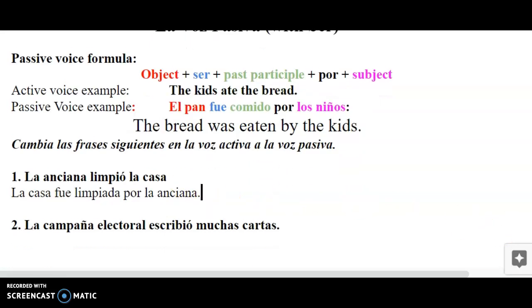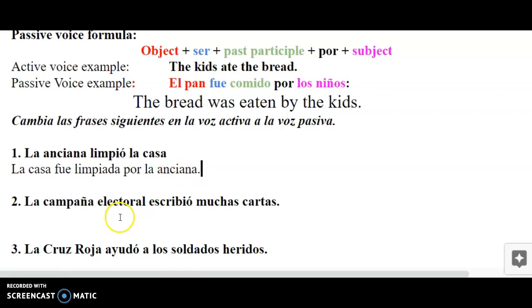We're going to try one more example here. La campaña electoral escribió muchas cartas. So we start with the object, which is muchas cartas. Muchas cartas. And then ser comes next. Now this time we have to make it plural, so we're going to say fueron. And then the past participle from escribir would be escritos. Escritas, feminine, plural. Got to get my C in there, escritas. We're matching it with cartas escritas.